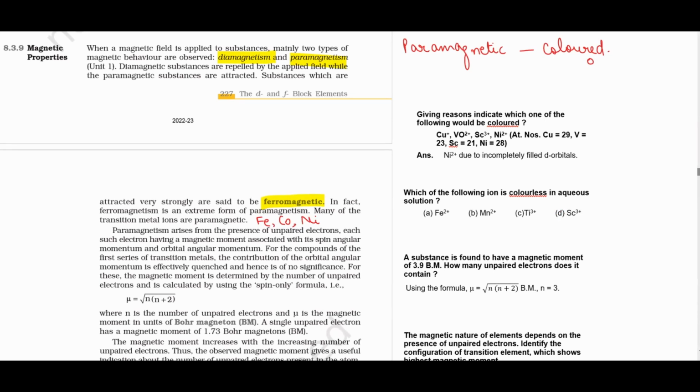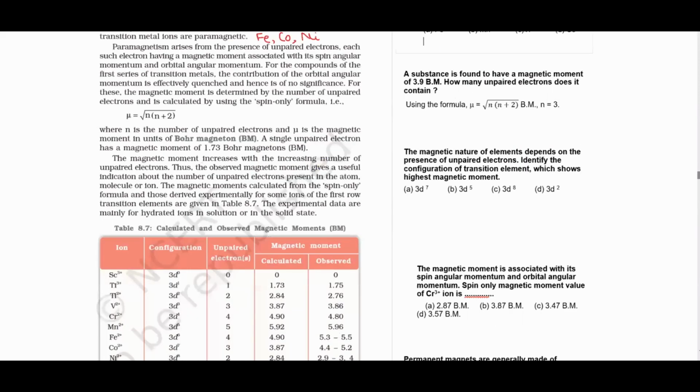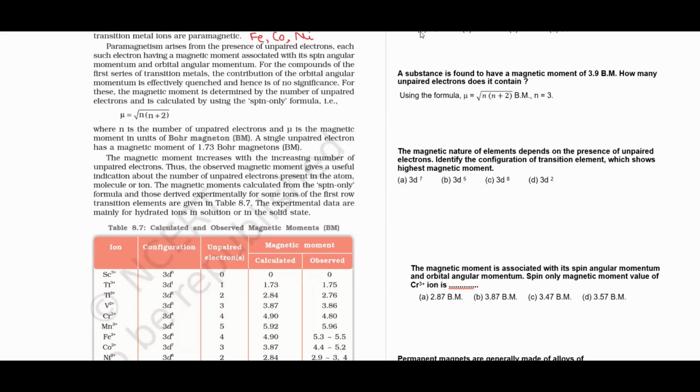The formula for magnetic moment is mu equals root of n(n+2) BM. A substance is found to have a magnetic moment of 3.9 BM. How many unpaired electrons does it contain? Either the magnetic moment is given and you are asked to calculate the number of unpaired electrons, so you simply apply the formula and get n equal to 3. Or you are given the electronic configuration and asked to calculate the magnetic moment. This formula is very important, and questions based on it can be asked.